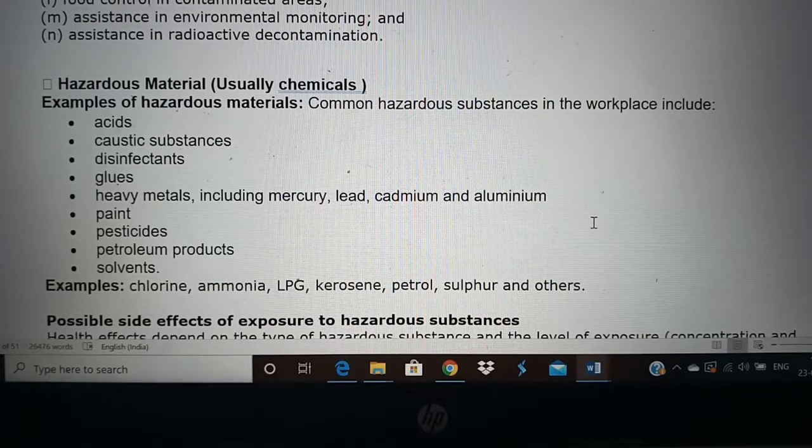Acids, then caustic substances, disinfectants, glues, heavy metals including mercury, lead, cadmium, aluminium, paint, pesticides, petroleum products and solvents. Examples are chlorine, ammonia, LPG, kerosene, petrol, sulfur. These are examples. So we all know what the usual hazardous materials in our house are, we keep them out of reach of children. If you have children in your house or in your relatives' house, will you keep paint and kerosene where the children can touch it? No, we'll keep it separately because they are risky. The child can drink it, or if something happens, it can be dangerous.